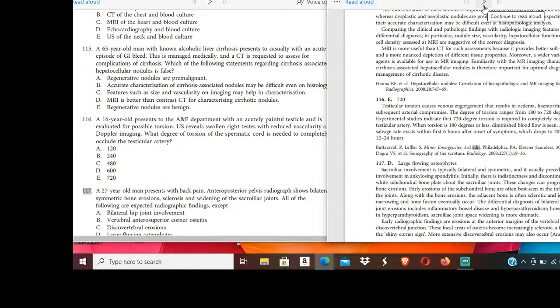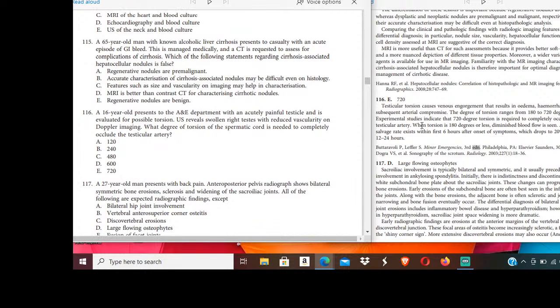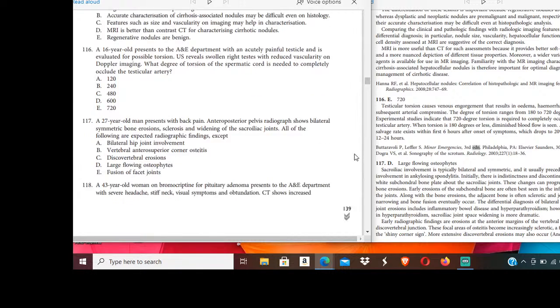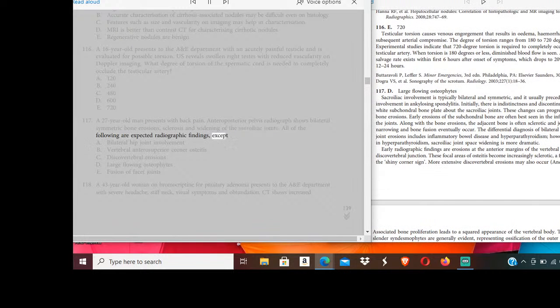Minor emergencies, 3rd ed. 117. A 27-year-old man presents with back pain. Anteroposterior pelvis radiograph shows bilateral symmetric bone erosions, sclerosis, and widening of the sacroiliac joints. All of the following are expected radiographic findings, except A. Bilateral hip joint involvement, B. Vertebral anterosuperior corner osteitis, C. Discovertebral erosions, D. Large flowing osteophytes, E. Fusion of facet joints.